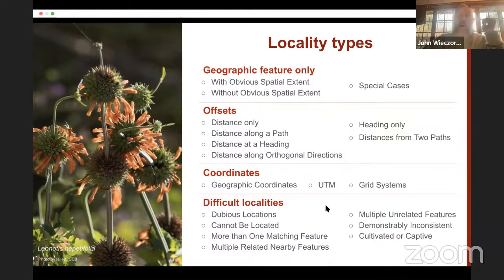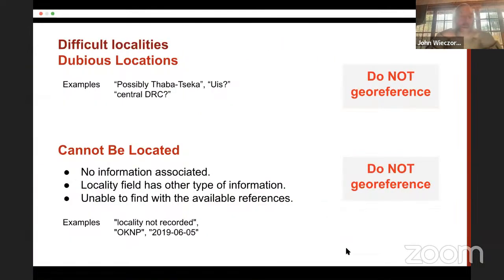Okay, now into the tricky bits, the difficult localities. And there we categorize these. Two of them are interesting in that our recommendation is to not georeference them.